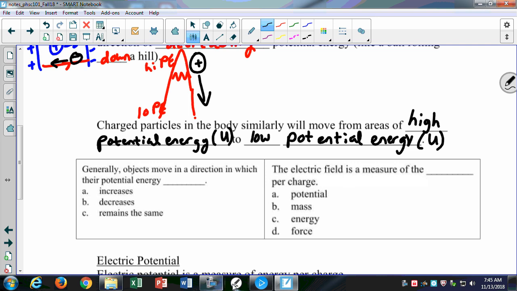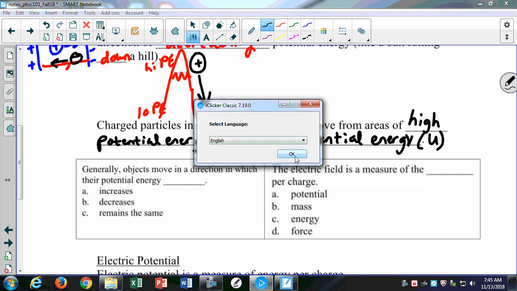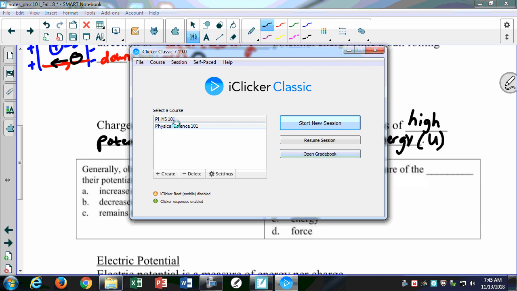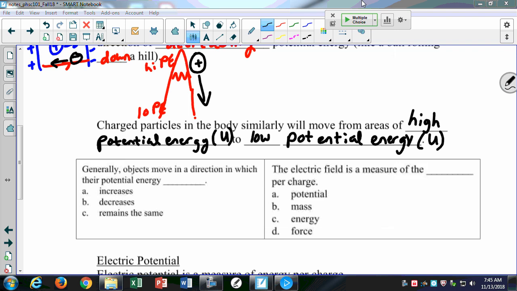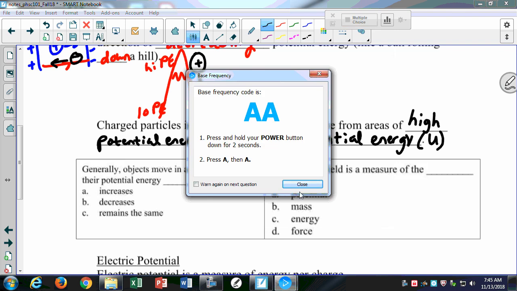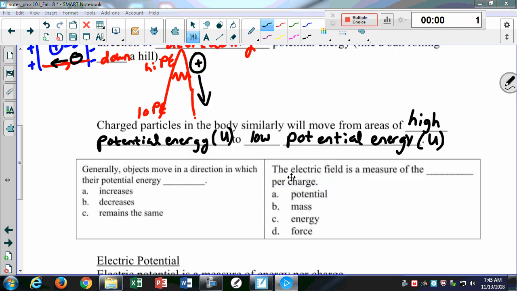Let's try this question. The one on the left. Alright, generally objects move in a direction in which their potential energy does what?